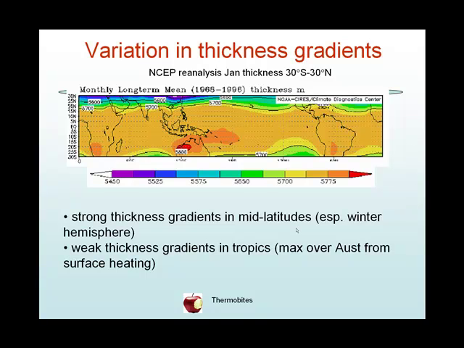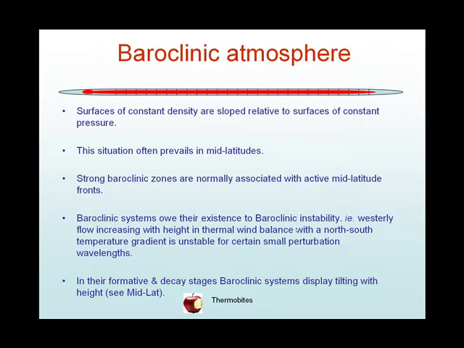Compare that to the mid-latitudes, and in particular the winter hemisphere, which is the northern hemisphere for this diagram, with stronger thickness gradients, there are stronger temperature gradients, etc. And this is referred to as baroclinic. In a baroclinic atmosphere, surfaces of constant density are sloped relative to surfaces of constant pressure. And we see that that's often the case in the mid-latitudes. This compares, if you remember, to the barotropic atmosphere, where density and pressure surfaces coincide.